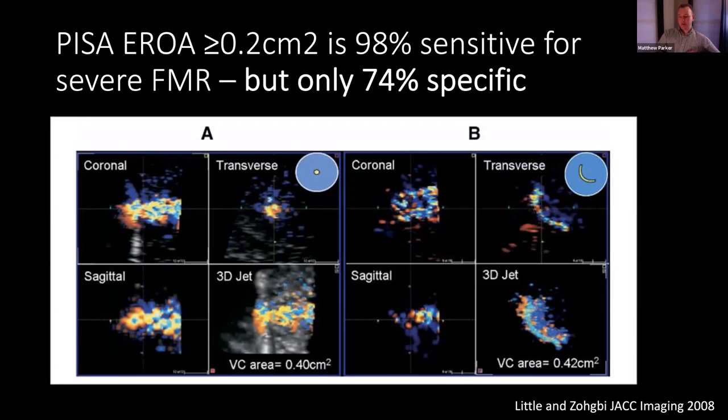Little's paper from JACC Imaging was kind of the first to lay out the concept of 3D vena contracta. I think this shows us why, because the PISA assumes a round opening. And so we can get very close to the truth with the PISA assumption in a degenerative mitral valve that leaks. But more often than not, there's a smiley face shape with your functional mitral regurgitation. We can't get nearly as close with the PISA assumption.